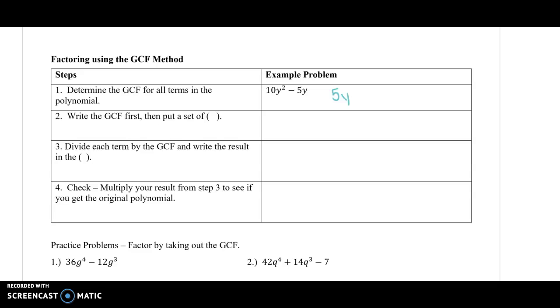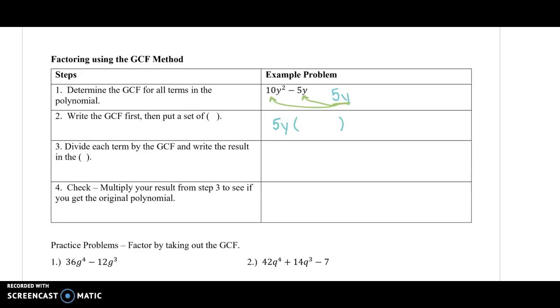So then step 2 says you're going to write the GCF first and then put a set of parentheses. So I'm going to write what my GCF is, and then I'm going to put a set of parentheses next to it. Then I'm going to divide each of the terms by the GCF and write the result inside the parentheses. So what that means is I'm going to take 5y from up here and I'm going to divide 10y squared and 5y by that both times.